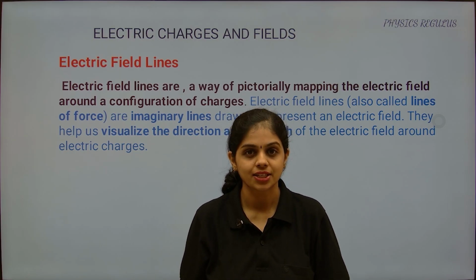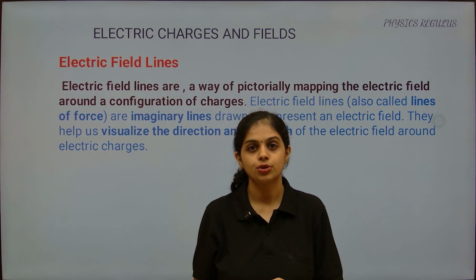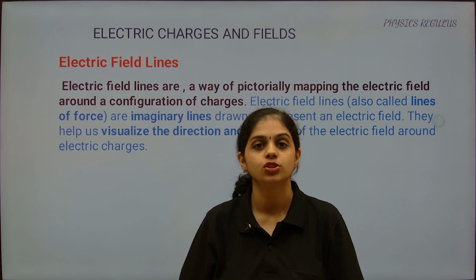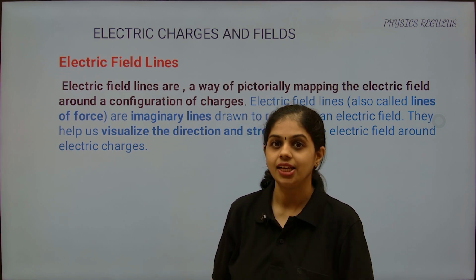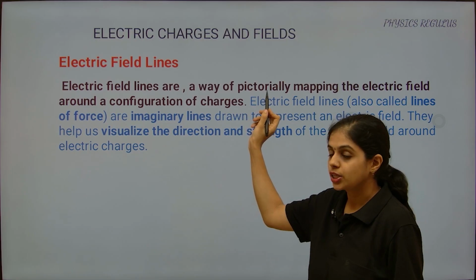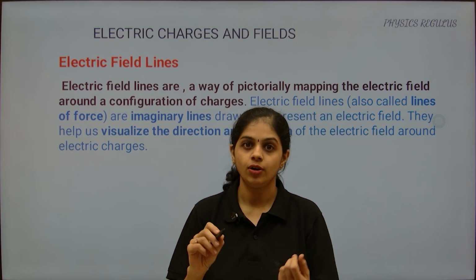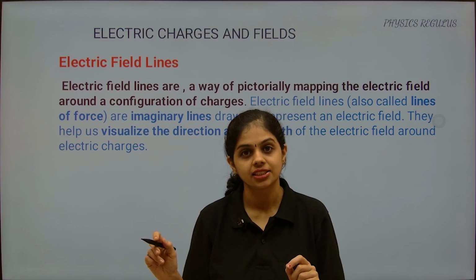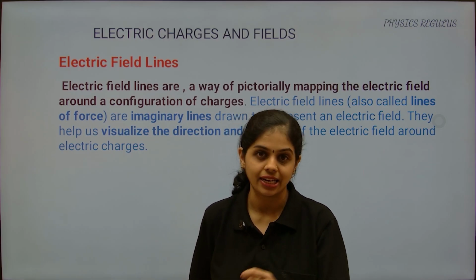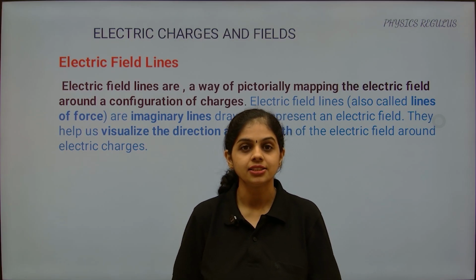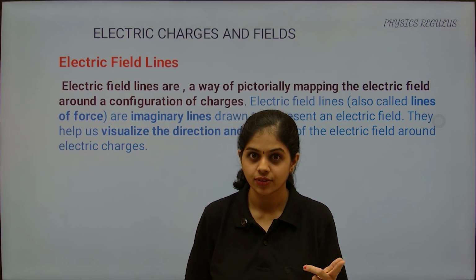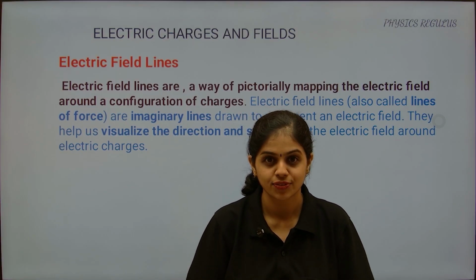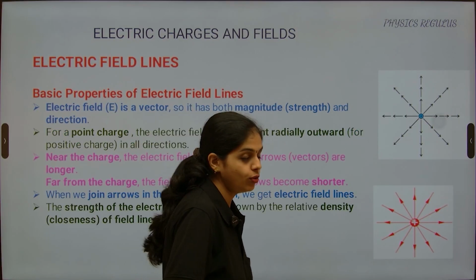Then how to represent it? For representing electric field, Michael Faraday introduced a way called electric field lines, also called as lines of force. Electric field lines are a way of pictorially mapping the electric field around electric charge. That means electric field lines are imaginary lines drawn to represent electric field. Using field lines, we can visualize direction of electric field and also strength of electric field. Then how to draw electric field line? We will see the properties of field lines.